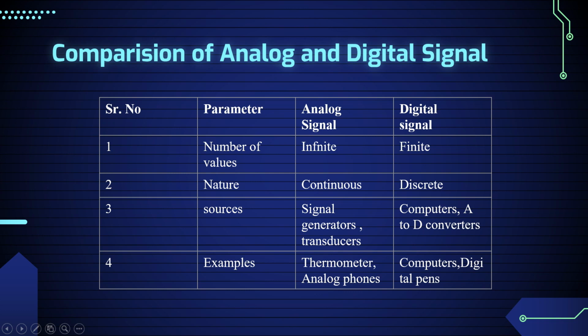The next parameter is sources. The sources from which we can obtain analog signal are signal generators and transducers. The sources from which we can obtain digital signal are computers and A to D converters. The example for analog data is thermometer and analog phones. And the example for digital data is computer and digital pens.